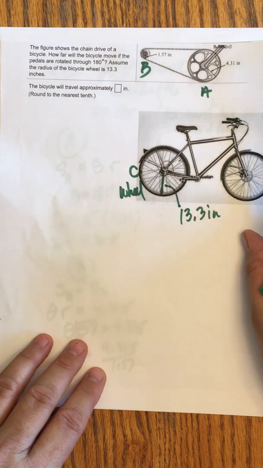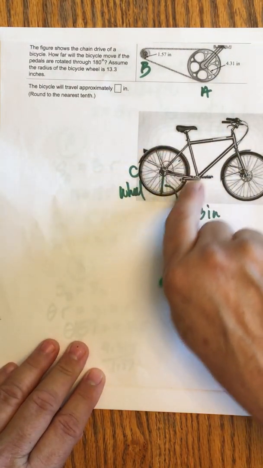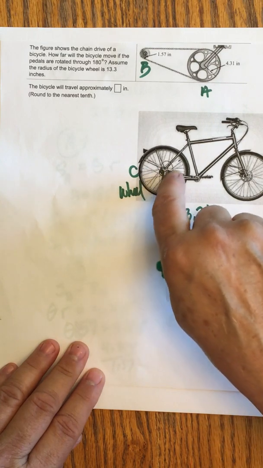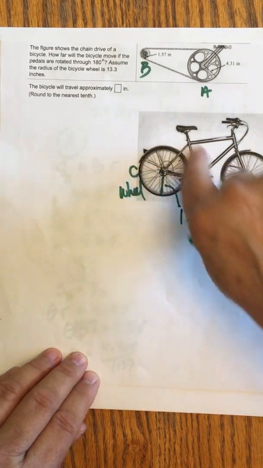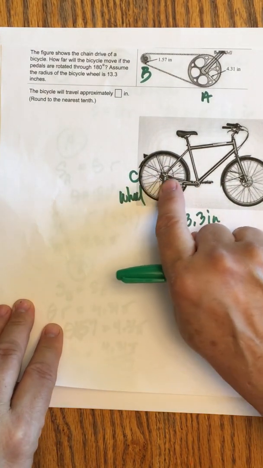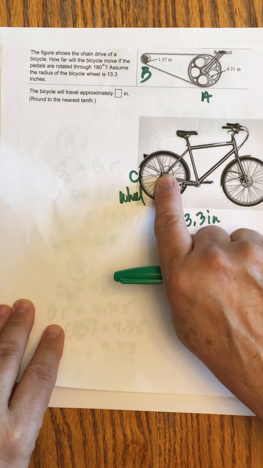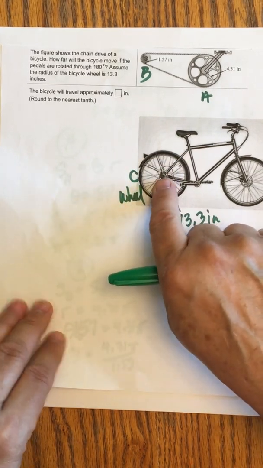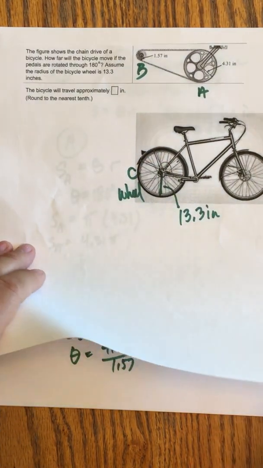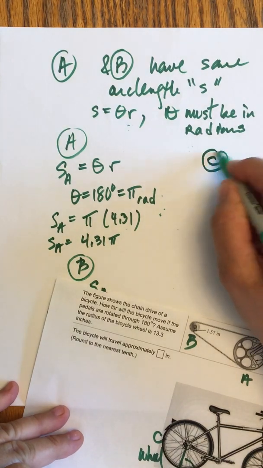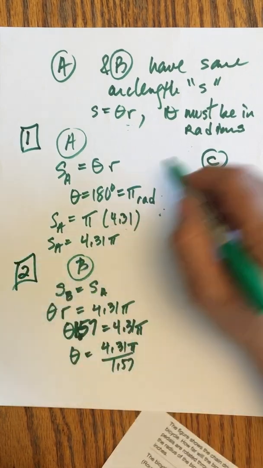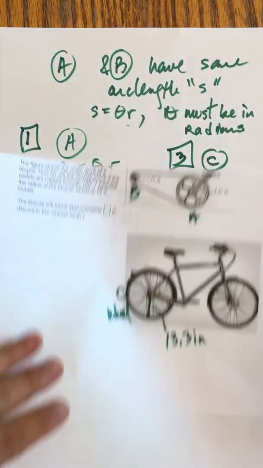Well, because what makes this wheel move is this back sprocket: when it rotates, it also rotates this wheel. So they both have the same rotation. So therefore, this sprocket is going to rotate this wheel. So let's go ahead and find out, here, this is 1, then we did this, now we're doing C, which is for the wheel.